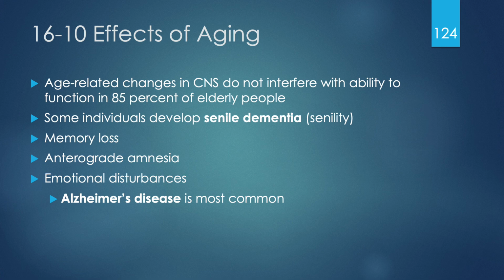Some individuals, however, will develop senile dementia, which is also called senility, and this will include things like memory loss, anterograde amnesia, which is the inability to make new memories, and also emotional disturbances. Of all the different types of senile dementia, the most common is Alzheimer's disease.